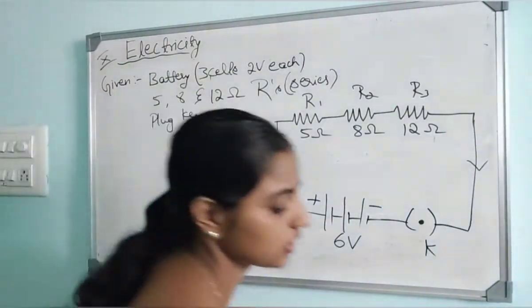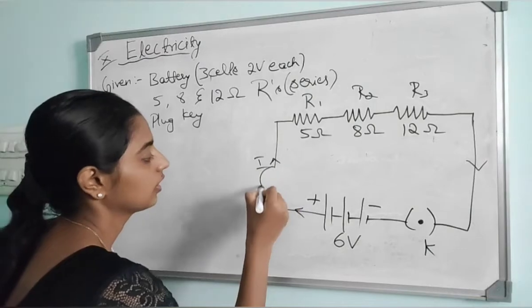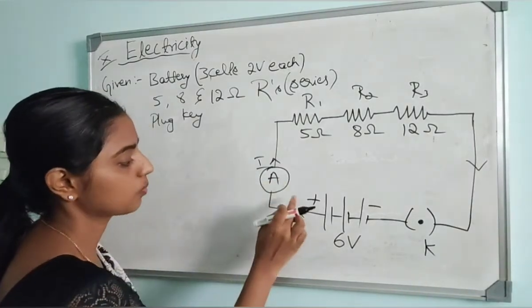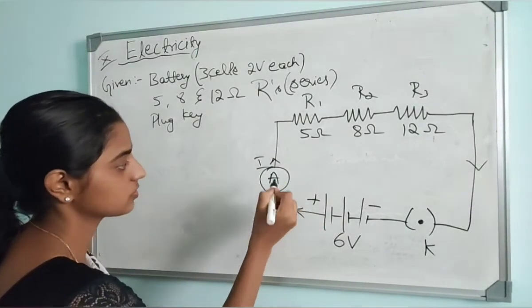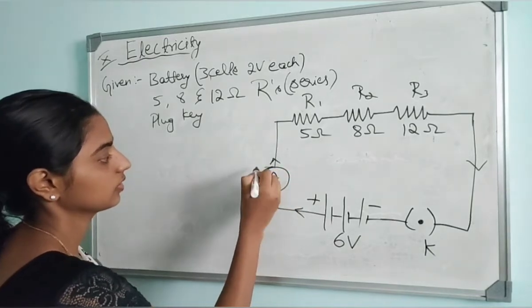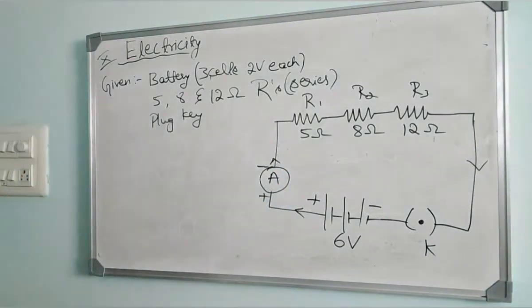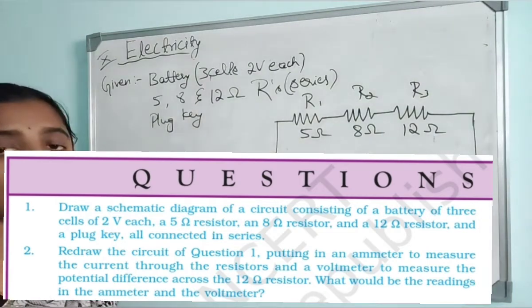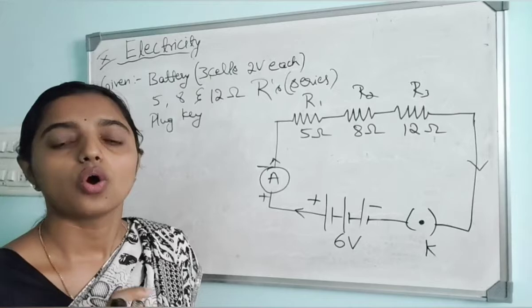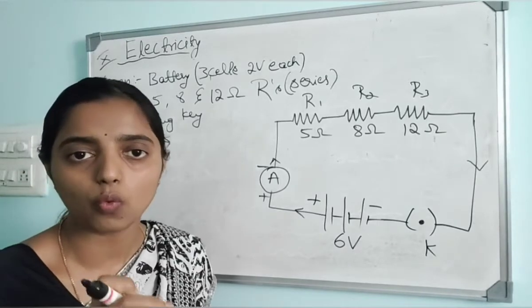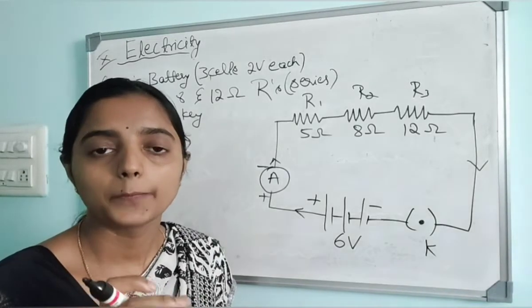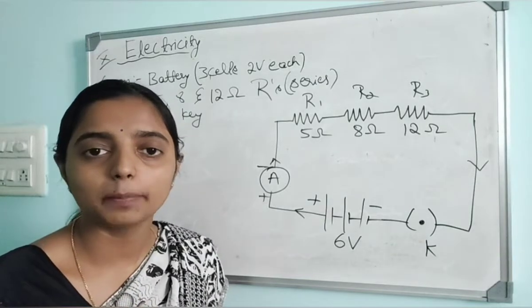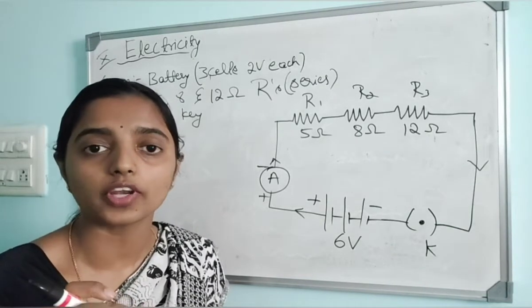An ammeter can be inserted anywhere in series. So ammeter A: the positive side connects to the positive side and this is the negative side of the ammeter. After that they are asking for a voltmeter to measure the potential difference across the 12 ohm resistor. That means we need to connect the voltmeter here, and you already know that a voltmeter should be connected in parallel. Why should it be connected in parallel? What does a voltmeter show? It shows the potential difference value.